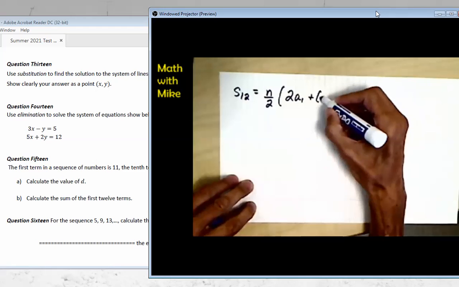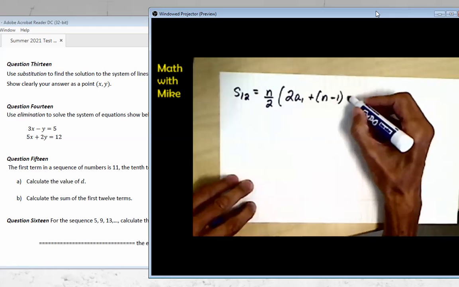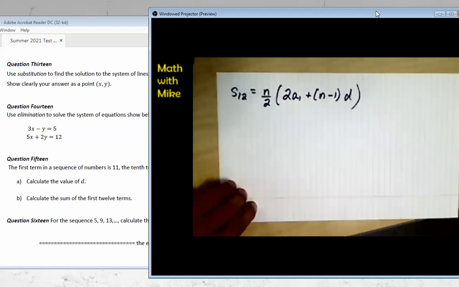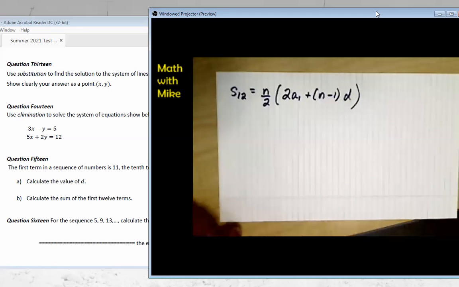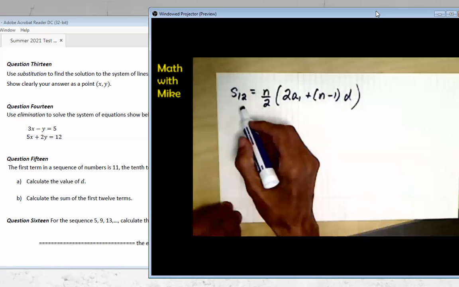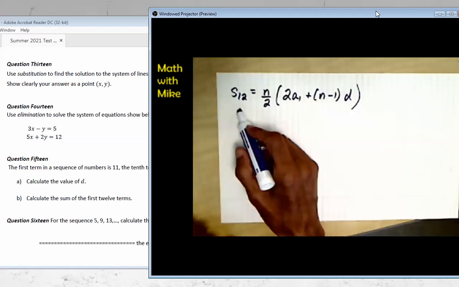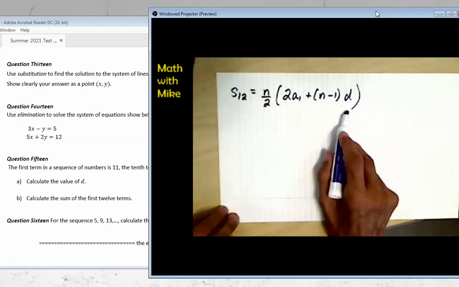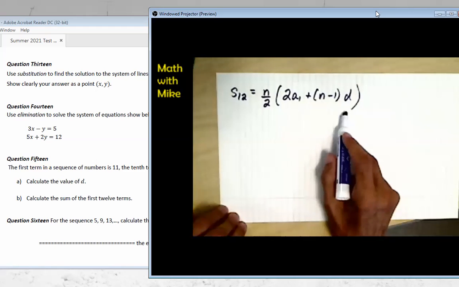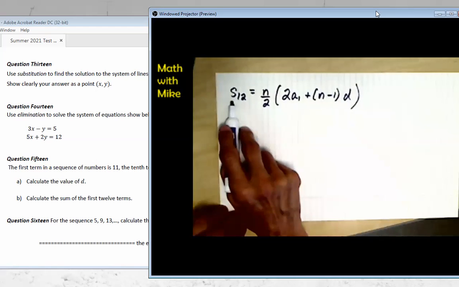And I'm using this one because if you look at the original question, we're not given what the last term is. We're given the 10th, but not the 12th. We could find it and then use the other formula. It's not so tough, but I'm just going to use this one directly. Sum of the first 12 terms.